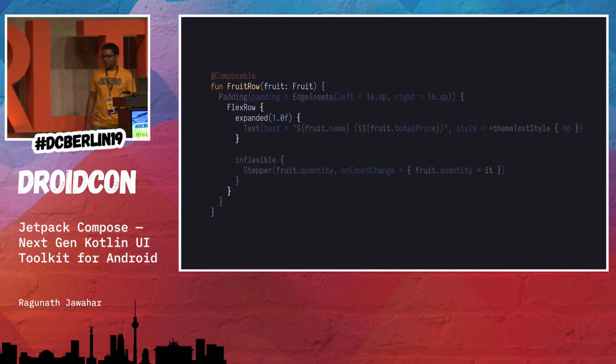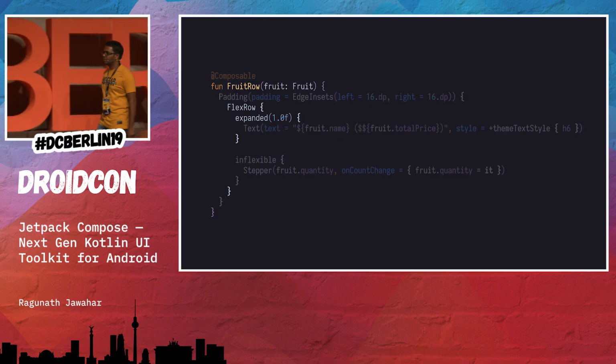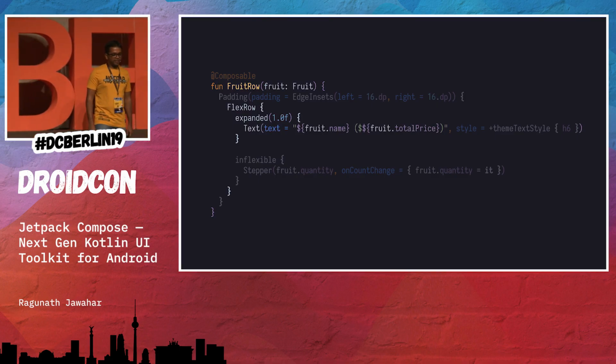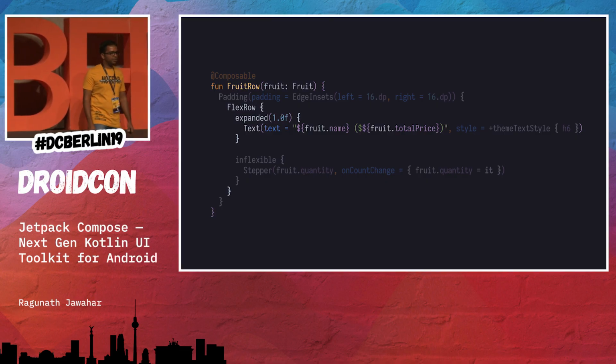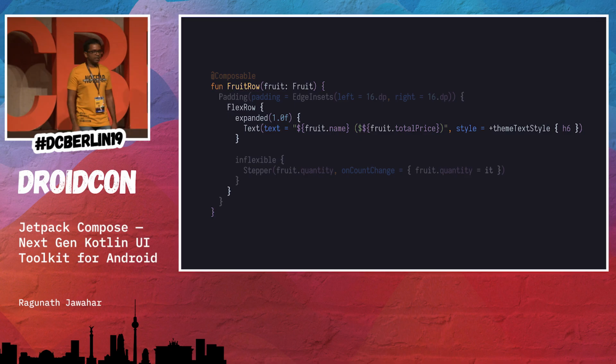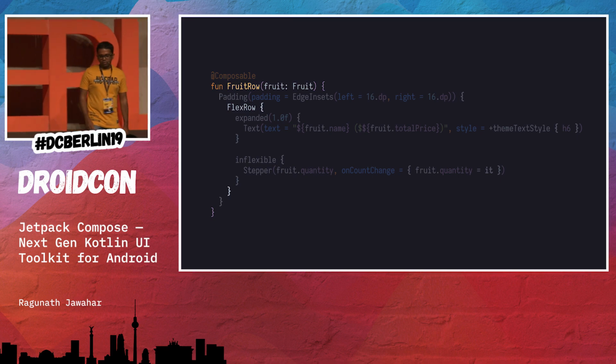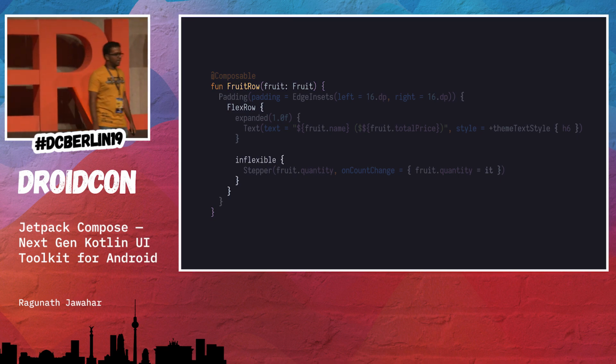And then we say expanded 1, and that just means take all available space after all other children are laid out. And then we say text, and then we bind the name of the fruit, and we also bind the total price to this. And then we also add the style property. When you add the style property, we say, hey, give me h6, right? And followed by that, we're going to say inflexible.